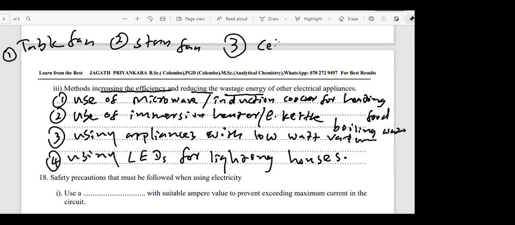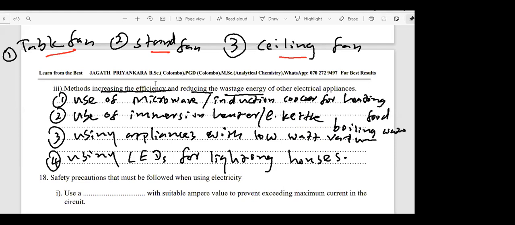Who can tell me? Ceiling fan? Not only for science actually, for your day-to-day life, because everyone is using electricity, everyone is getting an electricity bill. So table fan, this should be stand fan, and the other one is ceiling fan. Which one has the lowest power consumption out of these 3? Yes, who can tell me the answer? Randima, Vishal, Tirani? Table fan.